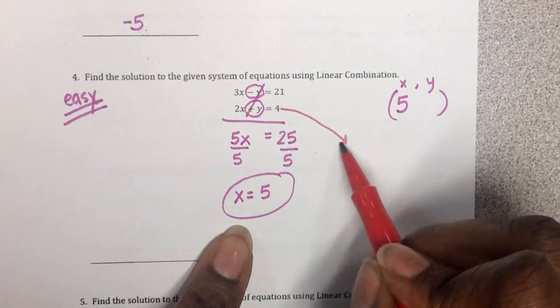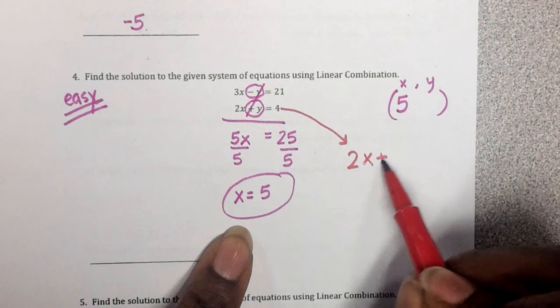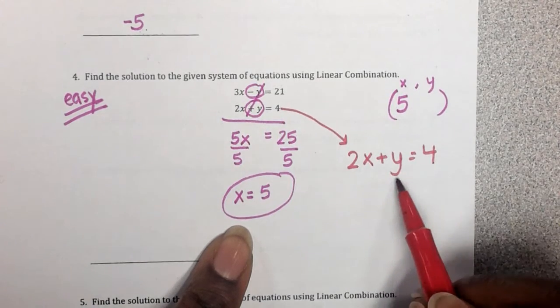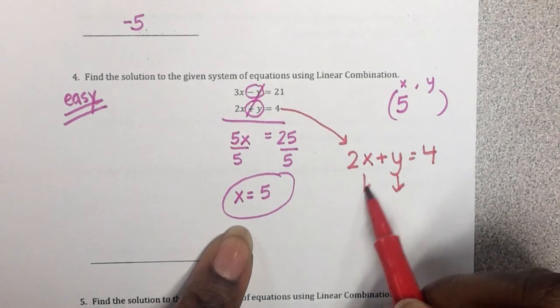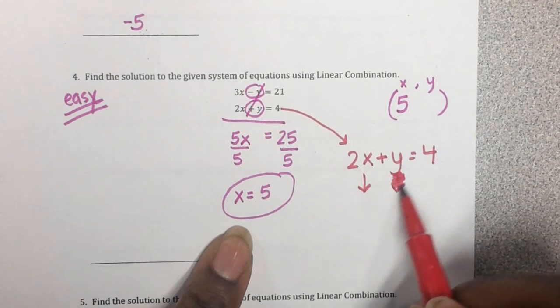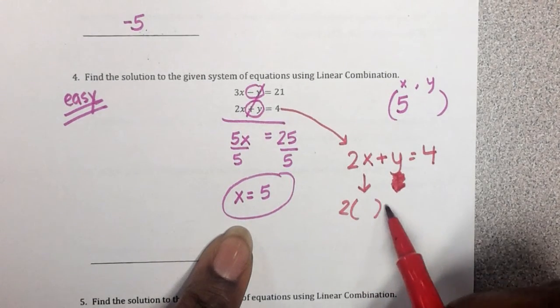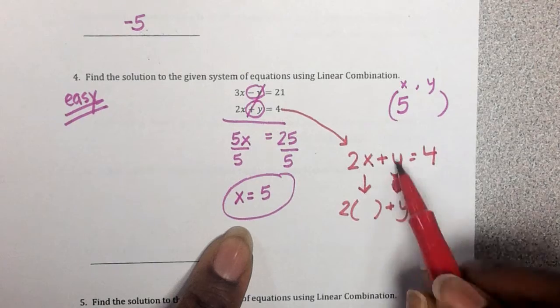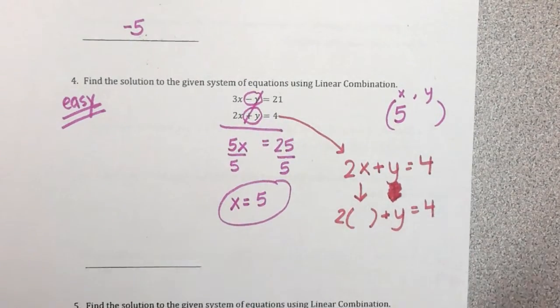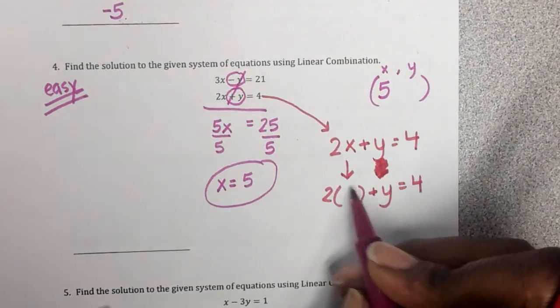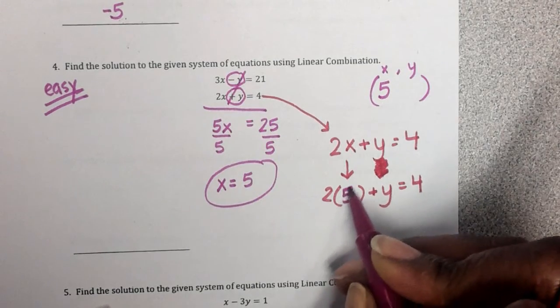I'm going to choose this one because everything's positive. You know, I like positive things. I like positivity. Oh, no, I'm going to plug it in the x spot. Sorry, that's wrong. Don't plug it in the y, plug it in the x spot. Keep the plus, keep the y, keep the 4. So now I'm plugging the 5 into the x spot.